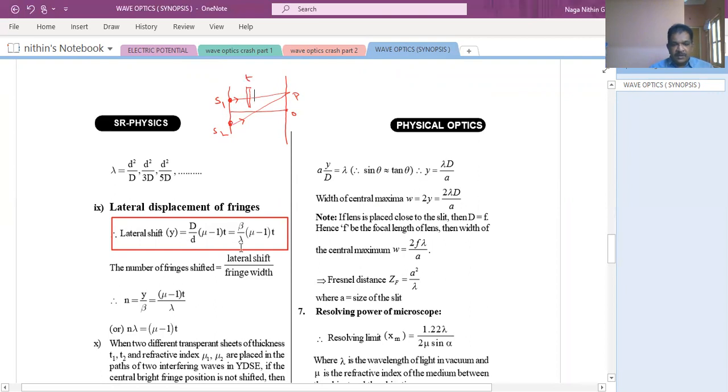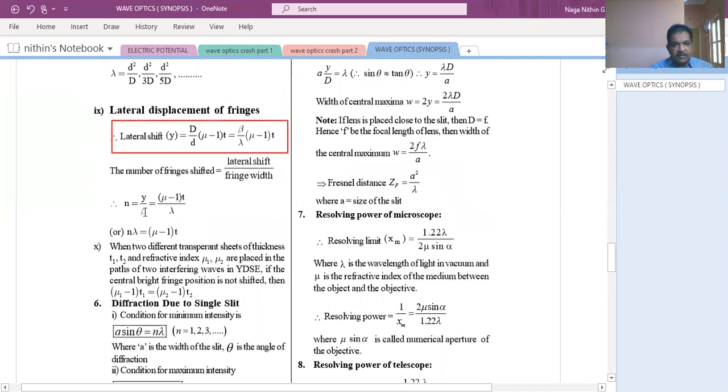Beta will be fringe width, lambda will be wavelength, capital D is the distance between the slits and the screen, small d will be the distance between the two slits. Here, if you keep this here, it will shift upward. If you keep this here, it will shift downward.